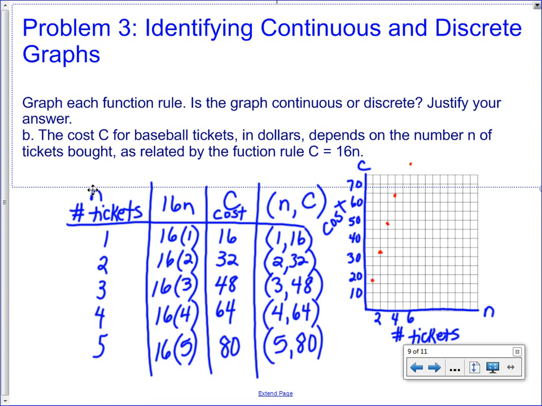All right. Do my points look linear? And because of our scale, it can be a little bit difficult to get those. I think they do. This is one where this is not continuous because you can't buy half a ticket. So this is what you call a discrete graph, and this is one where we would not join our points with a line.